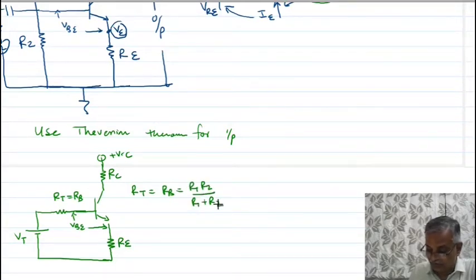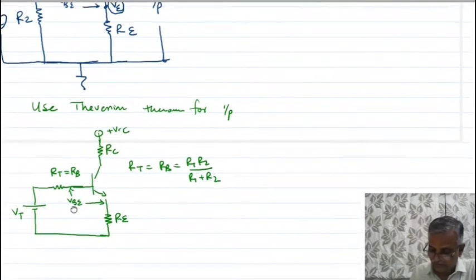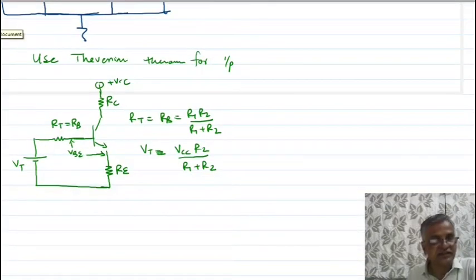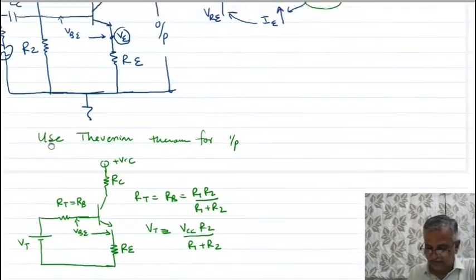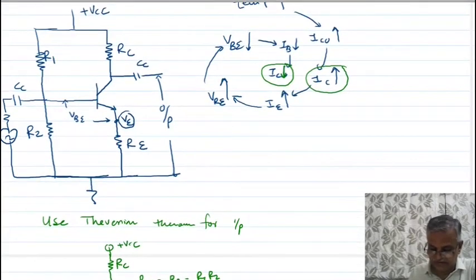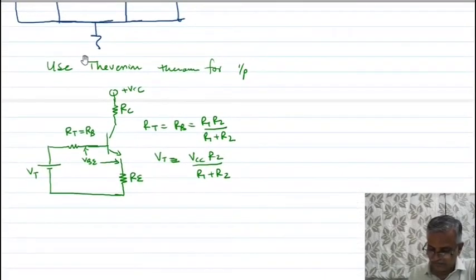Already you know how to find it. Thevenin's voltage is nothing but VCC into R2 upon R1 plus R2. I am applying the Thevenin theorem at the input section. So this input section can be represented this way. I am applying the Kirchhoff voltage law.